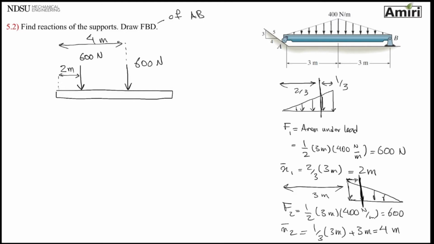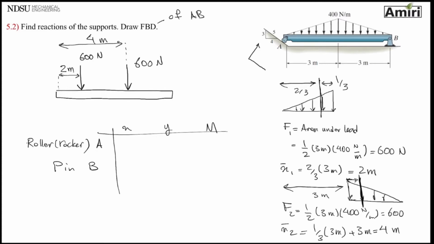Now I have reactive forces. My reactive forces, I have a roller or rocker, same thing, at A, and then I have a pin at point B. I'm going to make X, Y, M. So for point A, I'm going to tilt my X and Y a little bit. You know, I should have said X prime, Y prime. So for point A, it's going to be X prime, Y prime.